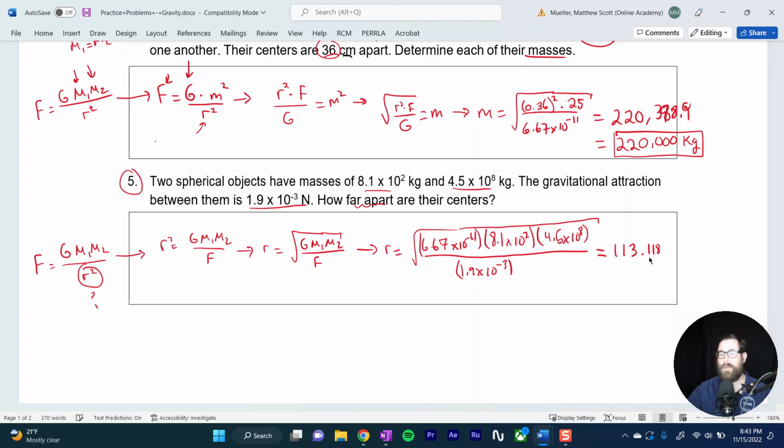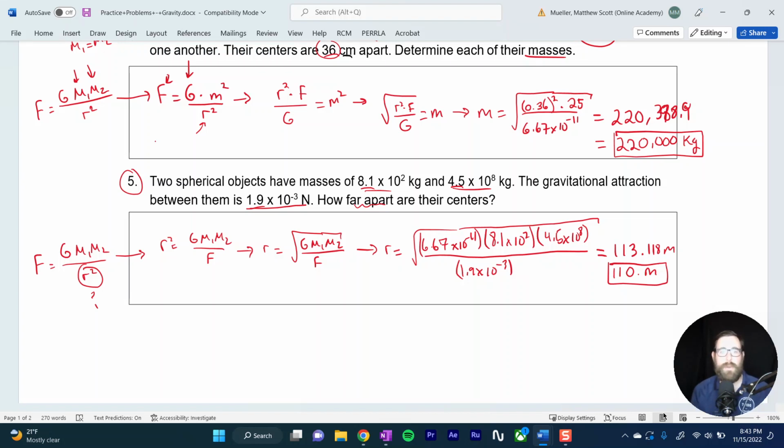113.118 here if I'm rounding. So that would be in meters. And so I'm going to round that guy. We got 2 sig figs, 2 and 2, so we need to go to 2, so we should have a 1, 1. So we're going to have 110 meters here. 110 meters would be our final answer unless we're told to round differently there. Okay, 110 meters.